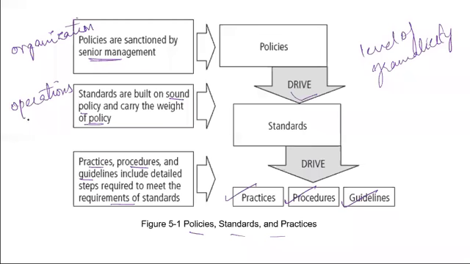Now, management defines three different types of security policies, according to the National Institute of Standards and Technology. The three policies are the enterprise information security policy, the issue specific security policy, and the system specific security policy. These are the three policies that we'll be studying in the next class. Thank you.